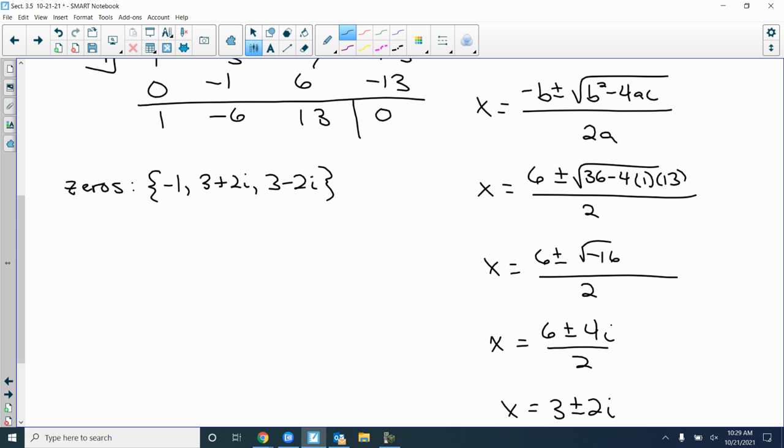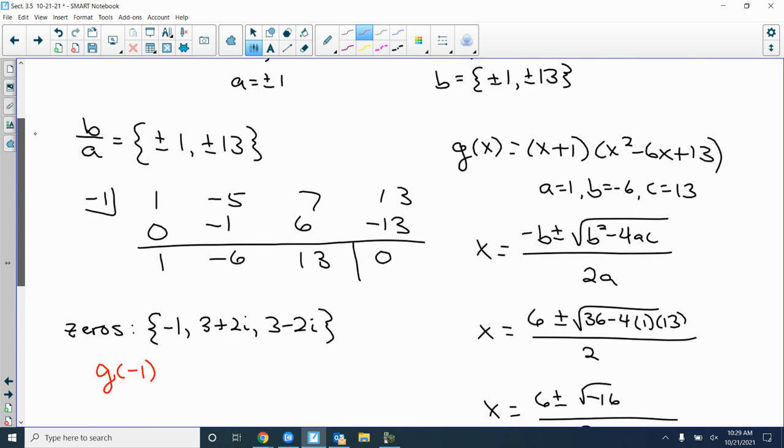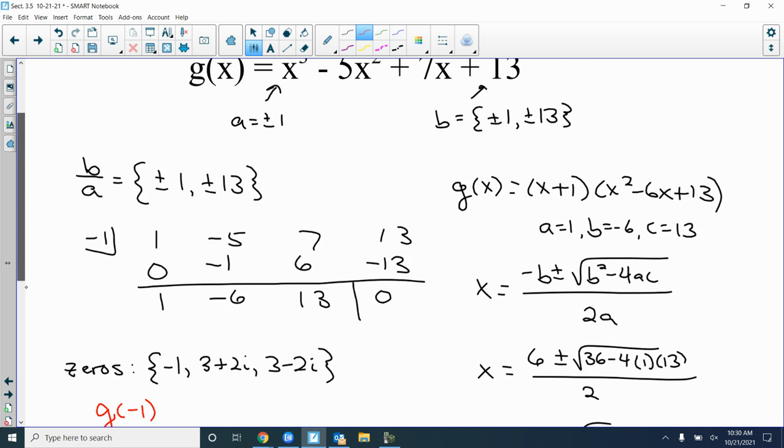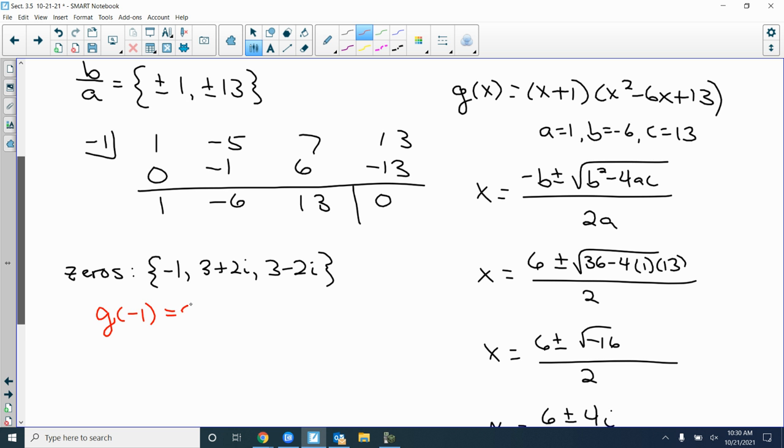All right, make sure we tie this together real quick. What is g of negative 1? If I plug negative 1 into this function, what do I get back? Justin. Rhymes with hero. 0. Okay. That's why we call it a 0. Because when you plug in negative 1, you get back 0.